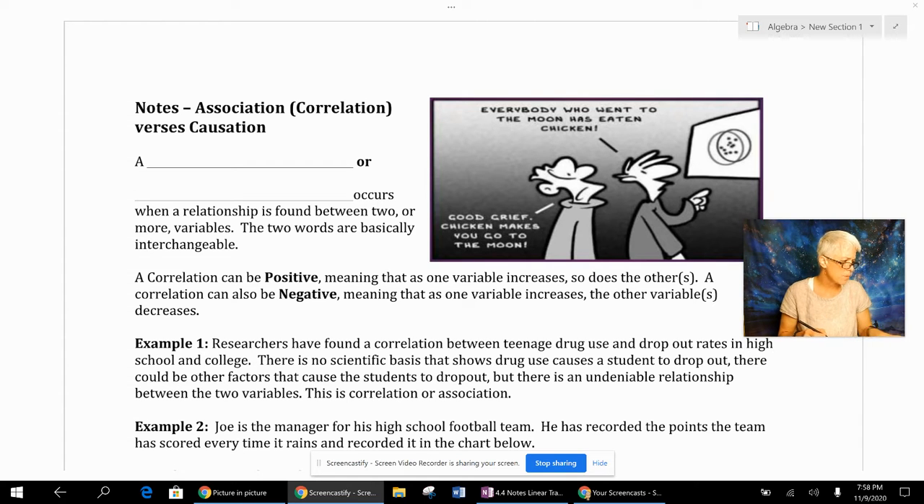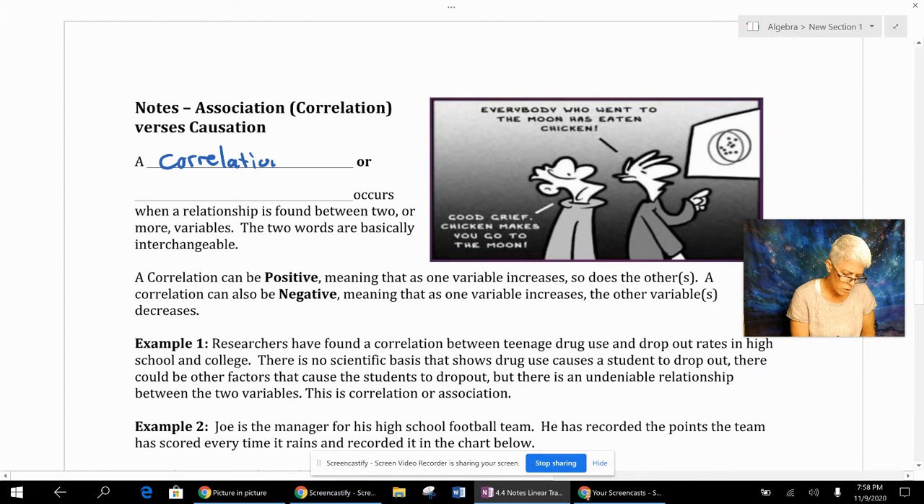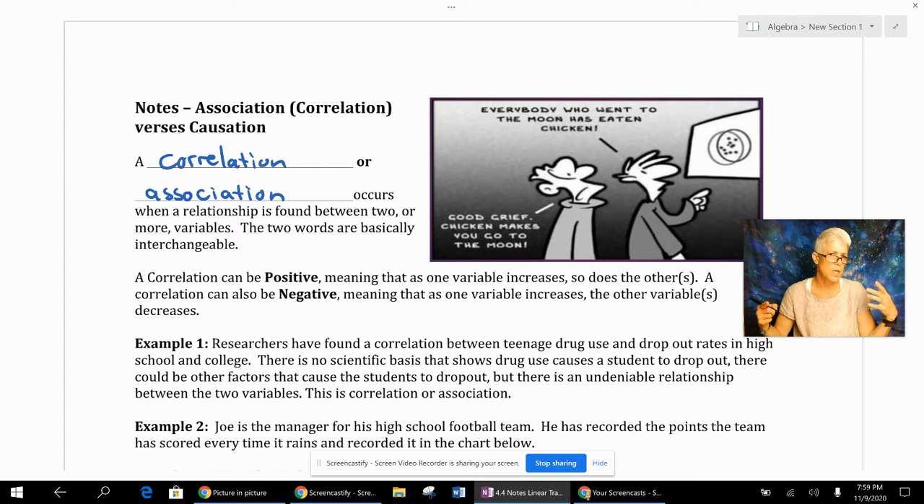So again, the lesson right here is called correlation versus causation. A correlation, which can also be called an association. So the two words are interchangeable. So let me just give you an example of something that you can relate to. Sometimes you might have heard someone say, if you would just study more, you'd make an A in that class. Or if you just practice your sport, whether it be football or volleyball or basketball, if you just practice that more, you could be on the A team.